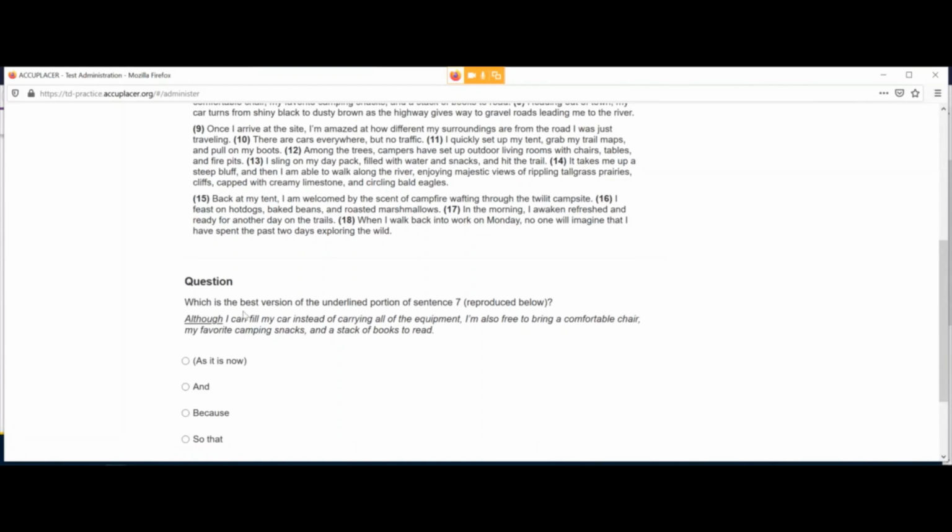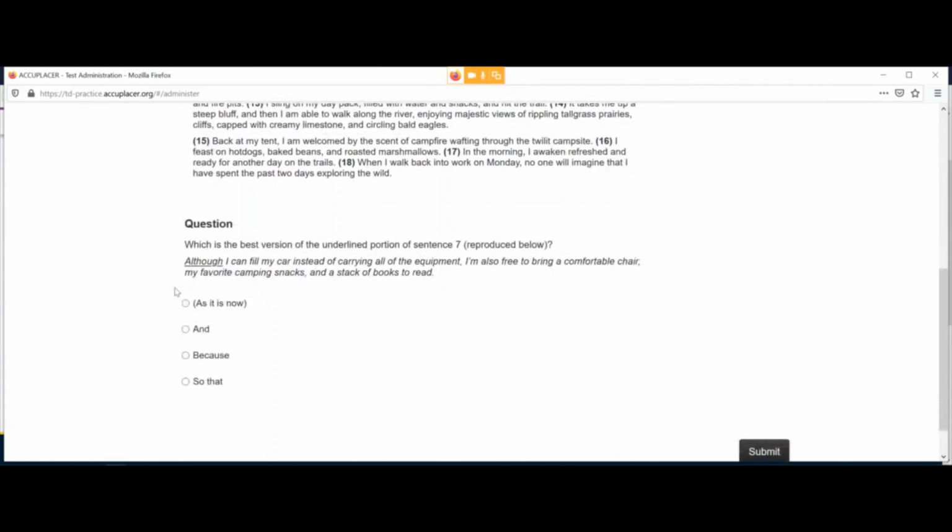Again, the same format, but this one is focused on sentence 7. What is the best version of the underlined portion of sentence 7? Reproduced below: Although I can fill my car instead of carrying all of the equipment, I'm also free to bring a comfortable chair, my favorite camping snacks, and a stack of books to read. Now, this is a question that deals with grammar. Specifically, you see the underlined word is "although," and what it's asking you is which of the 4 choices here is best for the blank.